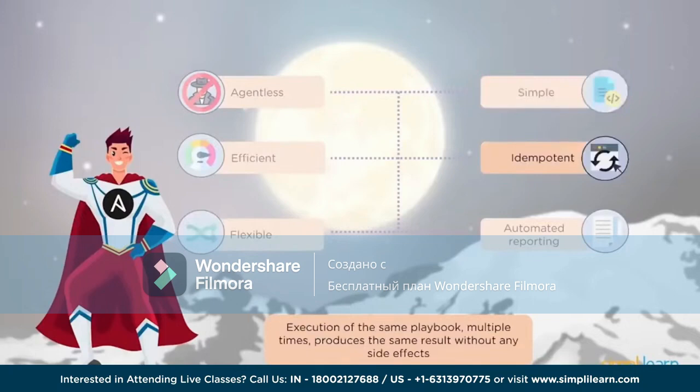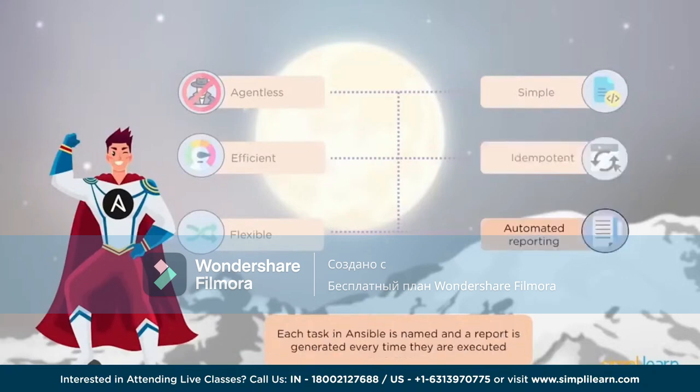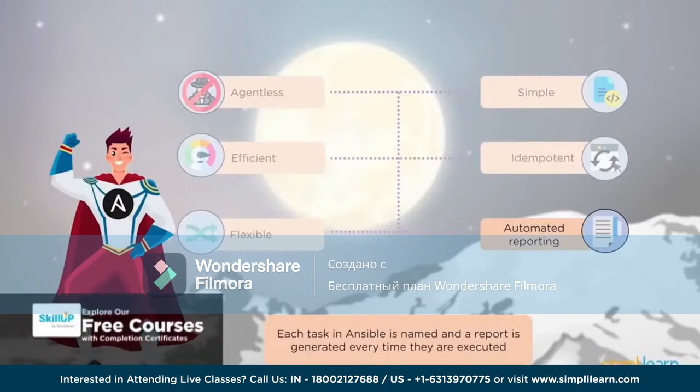Idempotent basically means that if you have a playbook which needs to be run on n number of systems, it would have the same effect on all of these systems without any side effect. And finally, we have automated reporting. In the case of Ansible, your playbook has a number of tasks and all these tasks are named. So whenever you run or execute your playbook, it gives a report on which tasks ran successfully, which failed, which clients were not reachable, and so on. All this information is very crucial when you're dealing with a very large infrastructure.